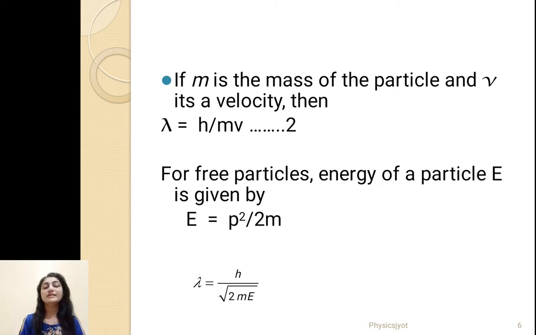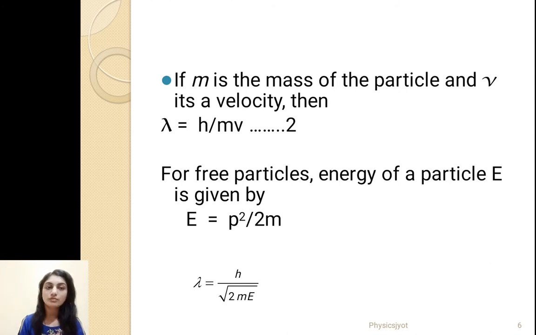Now, if m is the mass of the particle and v is its velocity, then we know that the momentum of the particle p is given by m into v. So we can write this as lambda equals h upon mv. Here, for p, I have substituted mv. So this is the second form of the de Broglie hypothesis.